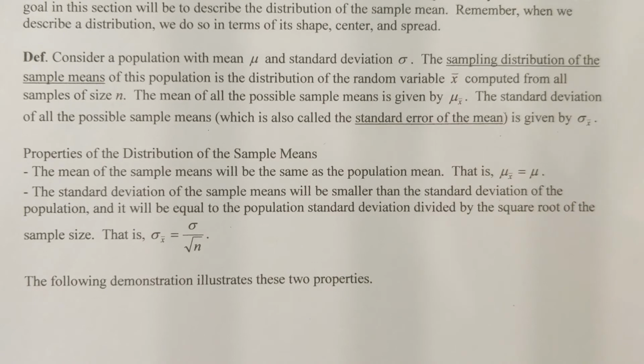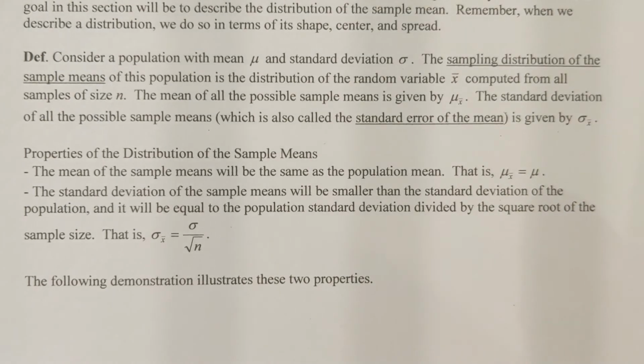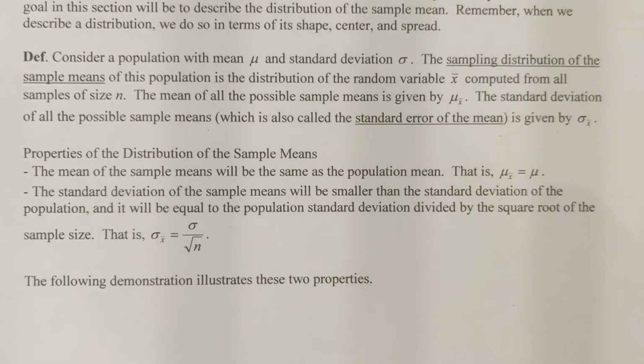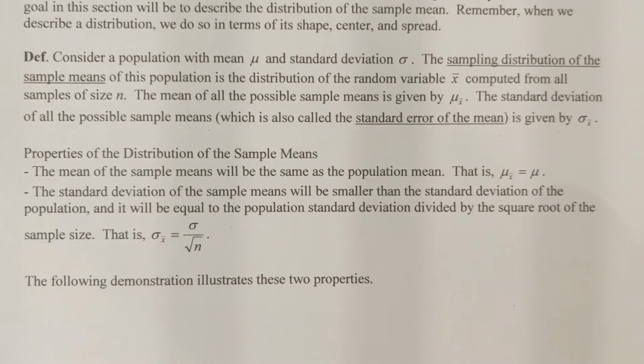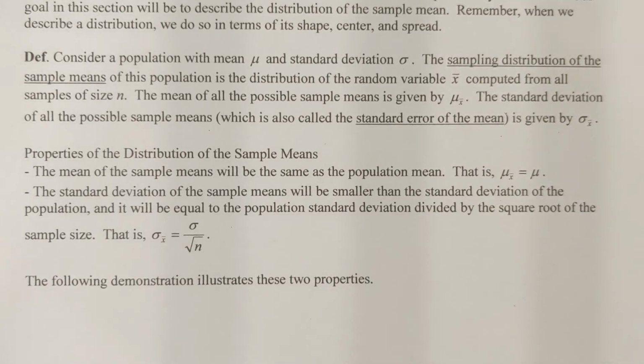There are two properties of the distribution of the sample means that we need to know in this section. The first one, the mean of the sample means will be the same as the population mean. So mu sub x bar is the same as mu. So the idea with that is to select many different samples of a certain size and find the mean. The more information that we have in front of us, the better.